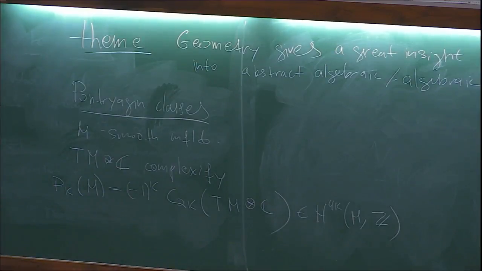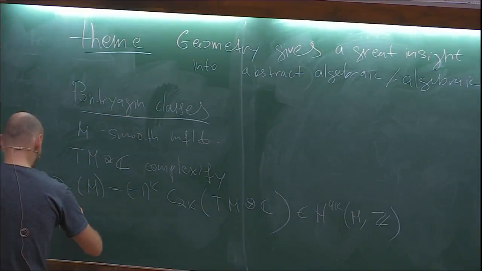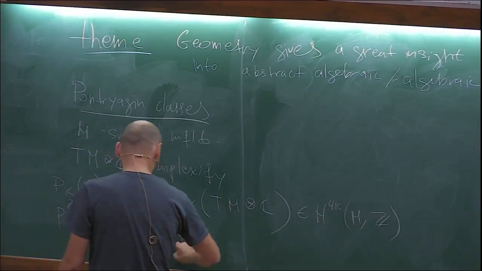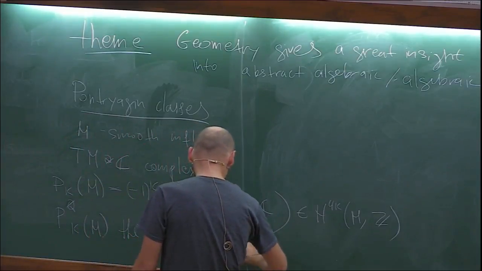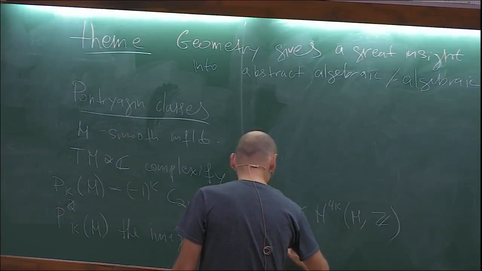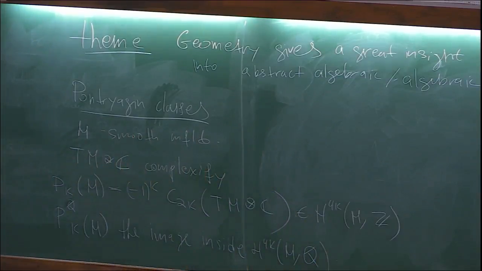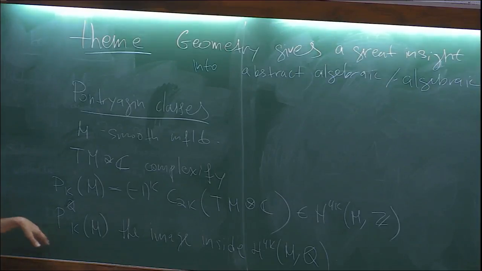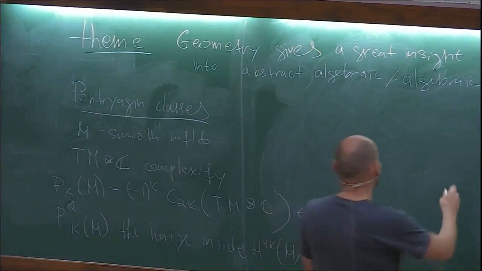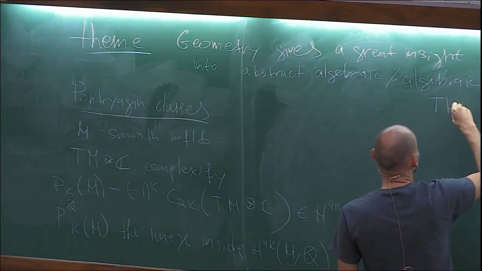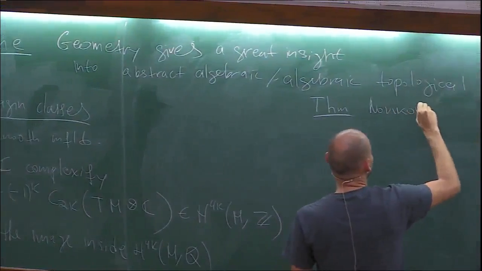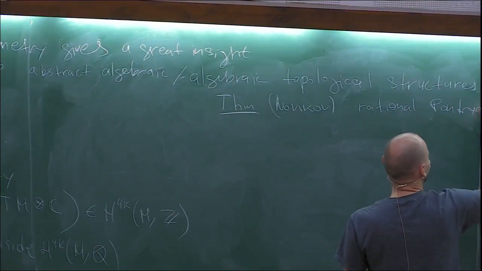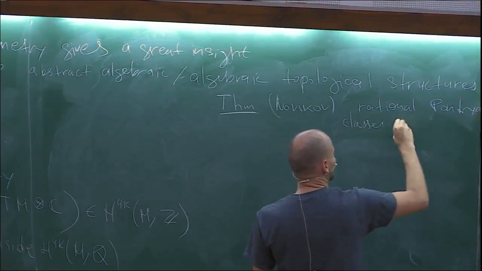One can also consider the rational classes, so let's say p_k(M) Q, the image inside H^{4k}(M;Q). These especially are very interesting because they're highly amenable to calculation. In particular, we have this theorem of Novikov: rational Pontryagin classes are topologically invariant.